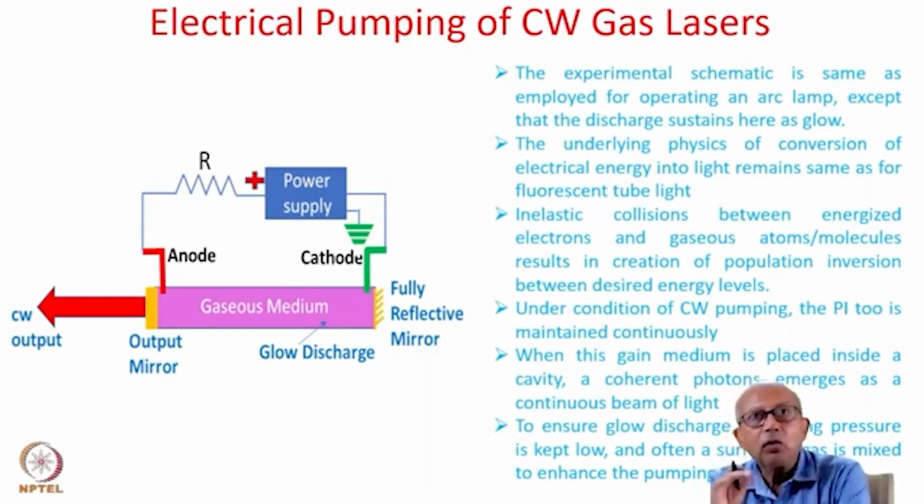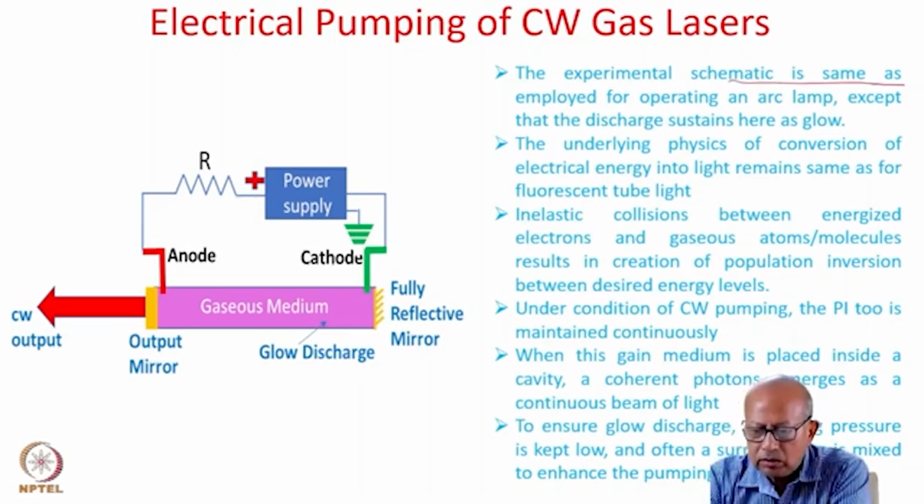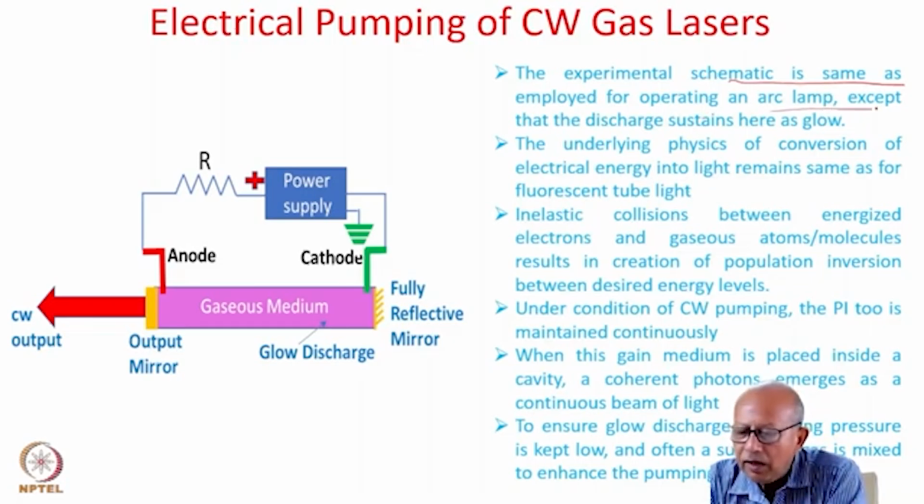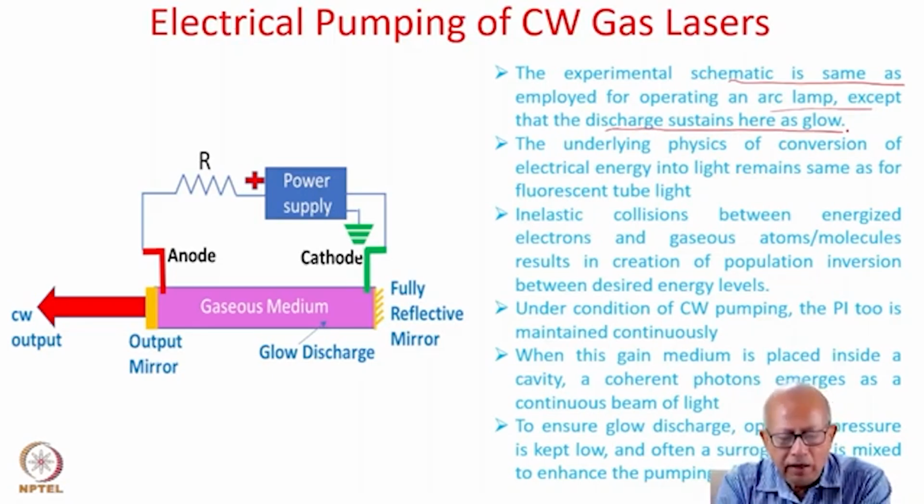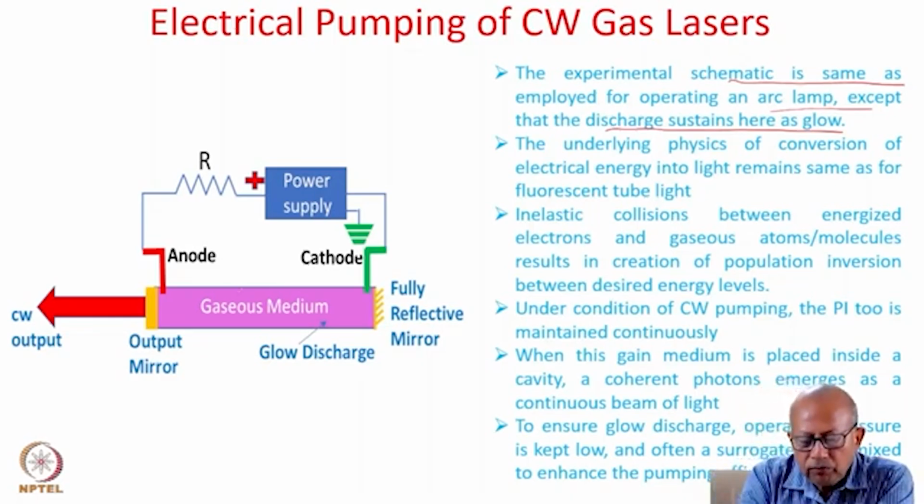So how do we electrically pump a gas laser in the continuous mode? Electrical pumping will not work for solid state or liquid lasers, so how do you pump a gas laser electrically? The experimental schematic is almost the same as that employed for operating an arc lamp, except that the discharge is sustained here as a glow discharge. In an arc lamp, the discharge has a filamentary nature. It is an arc discharge. While here, the discharge actually fills the entire enclosed volume in this enclosure.